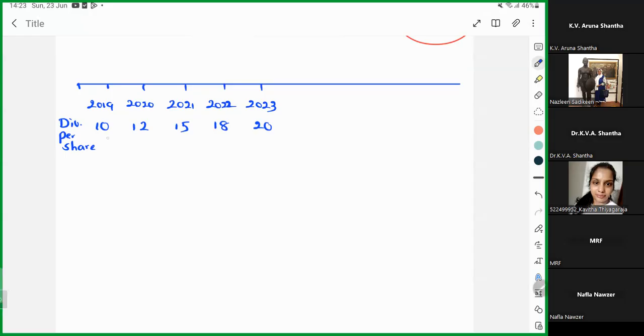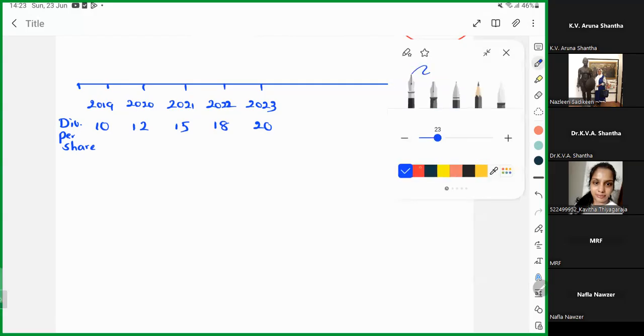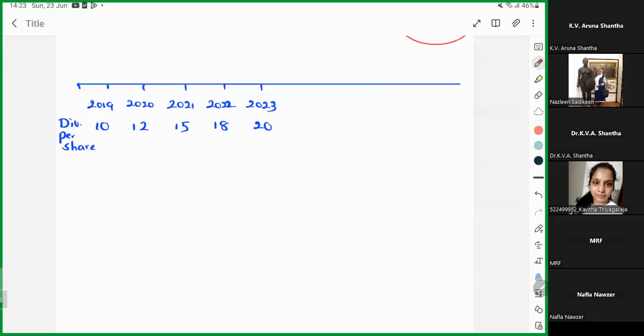Now calculate annual growth rate of dividend from 19 to 20. What is the growth rate in the dividend? 10 increased to 12. What is the growth rate? Dividend increased by 2 from 10 as a percentage. 0.2, 20%. We call it growth rate.